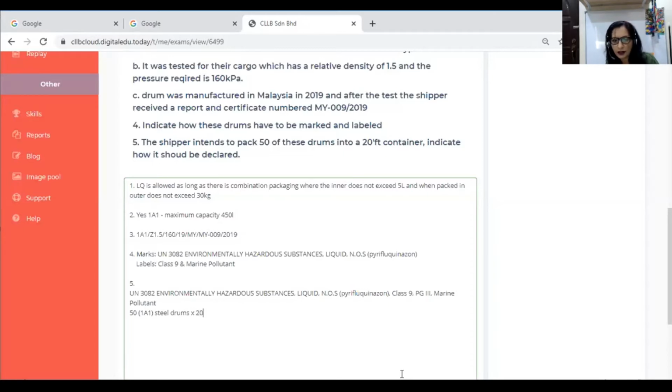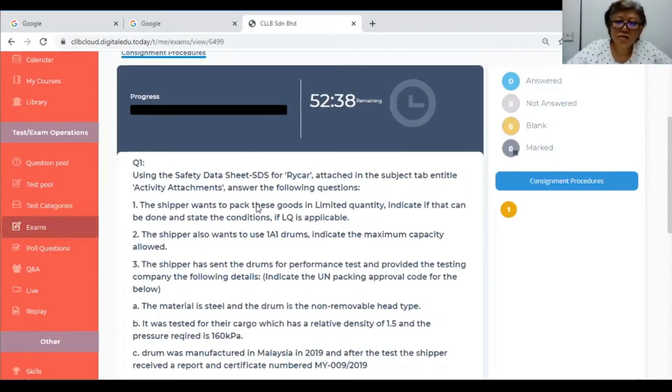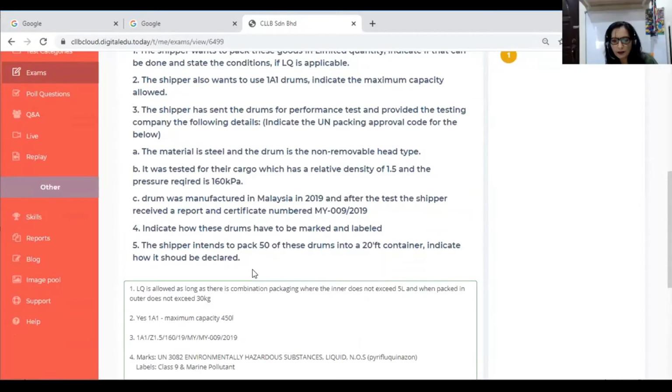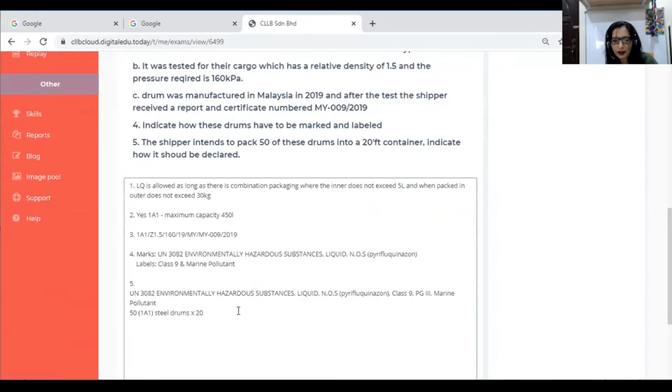200. How much did he pack? 50 drums. They didn't put the liter. They put the 50 drums, but generally drums are 200 liters anyway. So we just put, because the question didn't give, the 200 liters here, and that's it. That is how you would declare.